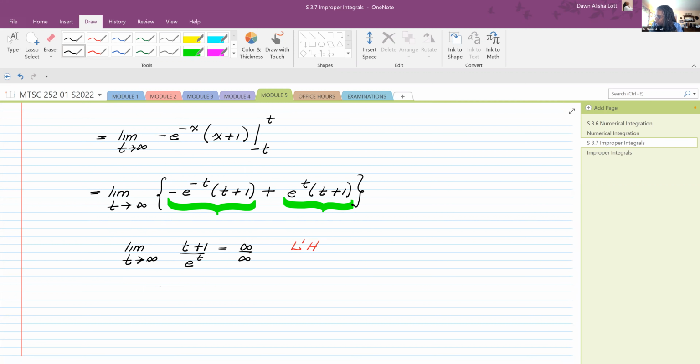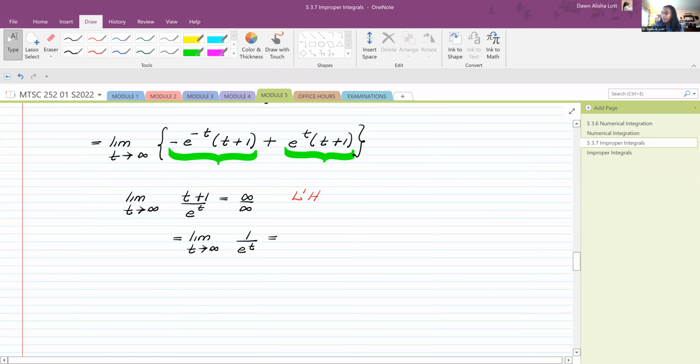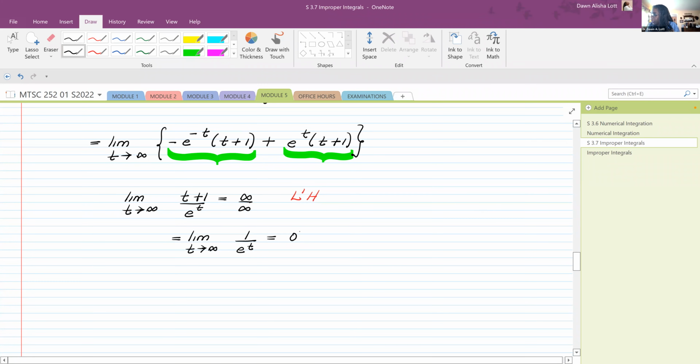All right, so therefore this is going to equal the limit as t approaches infinity. And so now I'm going to get 1 over e to the t. And as t goes to infinity, e to the t goes to infinity. So 1 over that is 0. Yay, the first term goes to 0. We're all good. This term goes to 0.